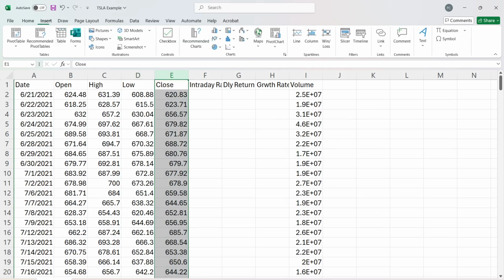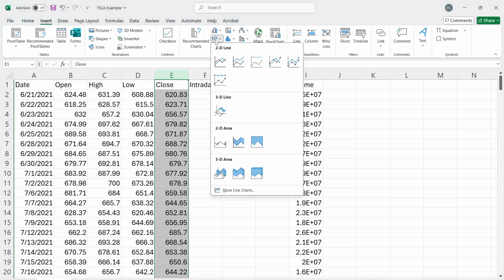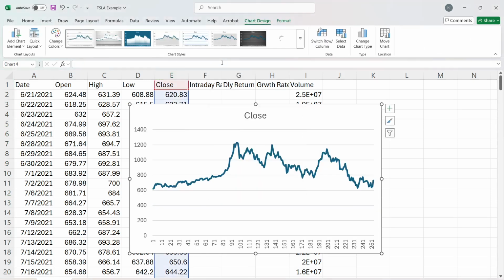I go back to Insert, and I say, give me a line plot. That seems like a good idea. There it is. Okay, so I can see that, in fact, for many days, I have the counts of the days down here. Wow.